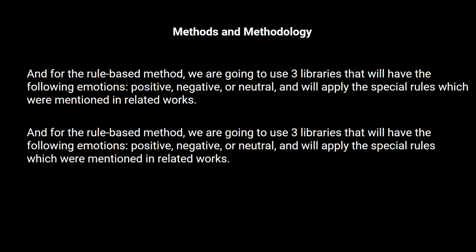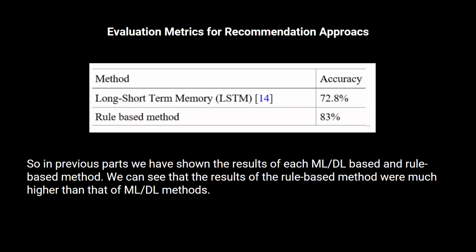And for the rule-based method, we're going to use 3 types of libraries that will have the following emotions. It's also positive, negative, and neutral, and we'll apply the special rules which were mentioned in the related works. And for the rule-based method, we are going to use again 3 libraries, as I said. Then evaluation metrics for the recommendation approach. So that is our results.